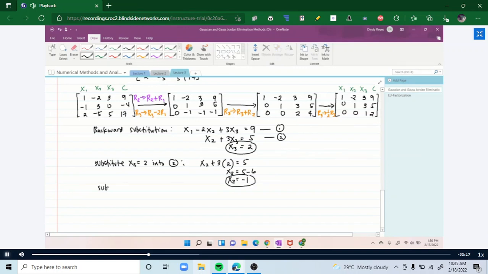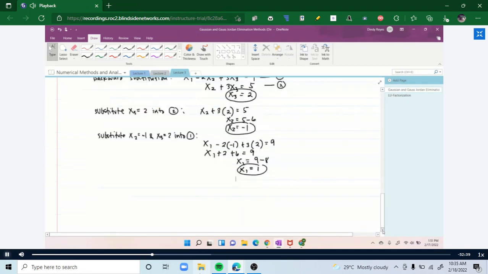Okay, now substitute x sub 2 equals negative 1 and x sub 3 equals 2 into equation 1. Equation 1 is there. So we have x sub 1 minus 2 times x sub 2 plus 3 times x sub 3 equals 9. Solve for x sub 1 from there. So this is x sub 1 plus 2 plus 6 equals 9, or x sub 1 equals 9 minus 8. X sub 1 equals 1.